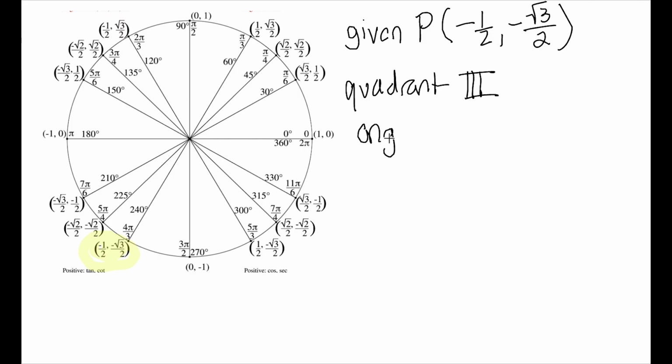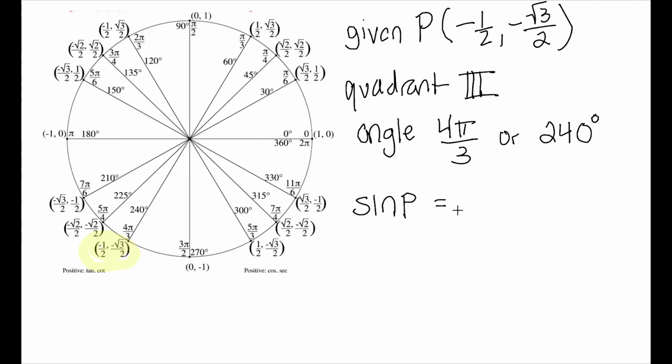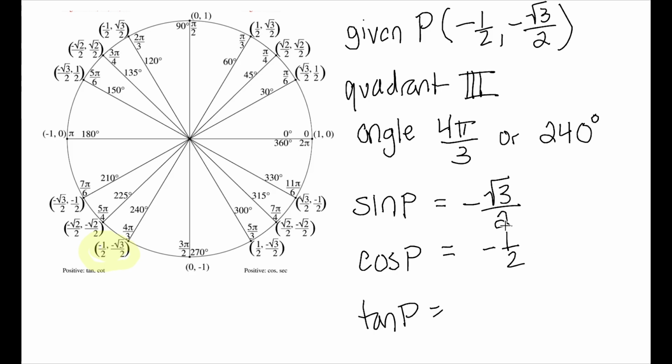The angle measurement for these coordinate points would be 4 pi over 3 radians, or 240 degrees. The sine of point P is your y value. The cosine of point P is your x value. And the tangent of point P is sine over cosine, negative root 3 over 2 divided by negative 1/2.